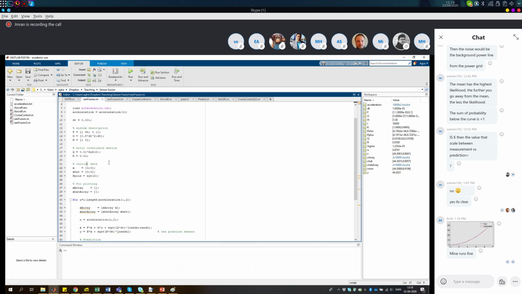Okay, and then here you define your initial data. Actually, you can also make this 0. That's fine because we are quite sure that your estimate is close to the actual value. Okay.